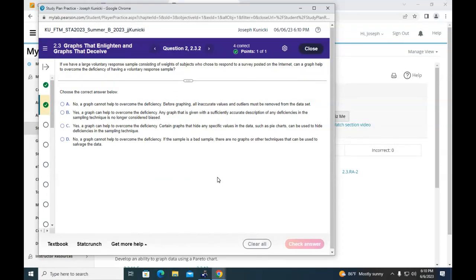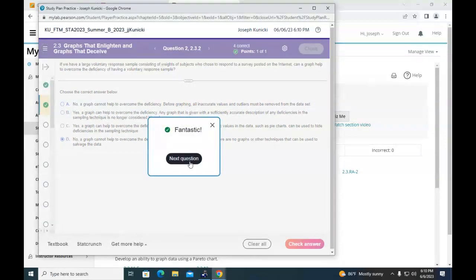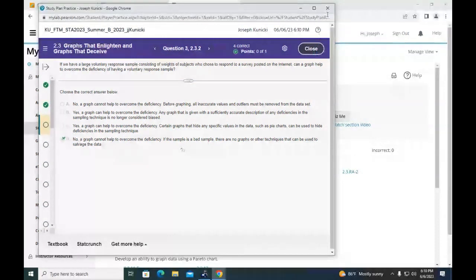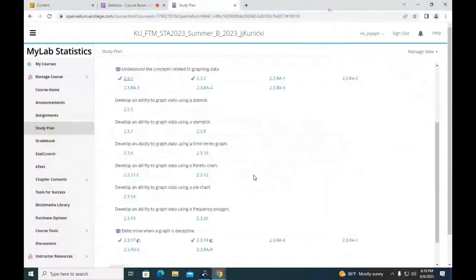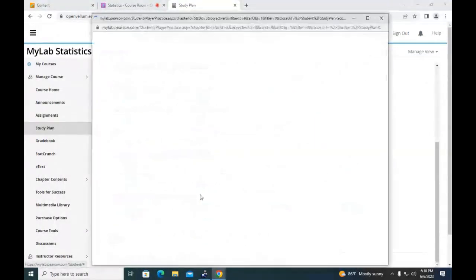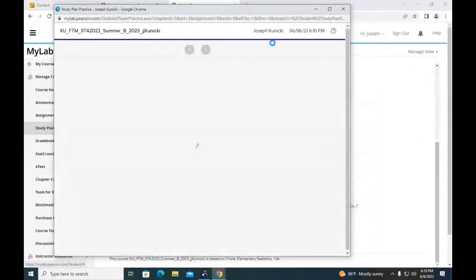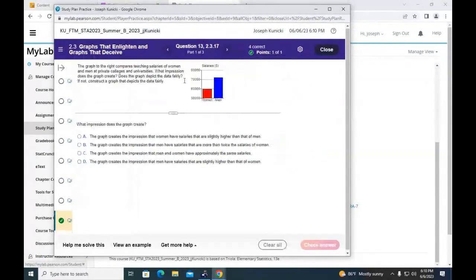If you got a voluntary response, could a graph help to overcome that? No. If it's a bad sample, there's nothing a graph can do. Graphs only have so much power. And now the last two here. These are things you'll typically see that people do.